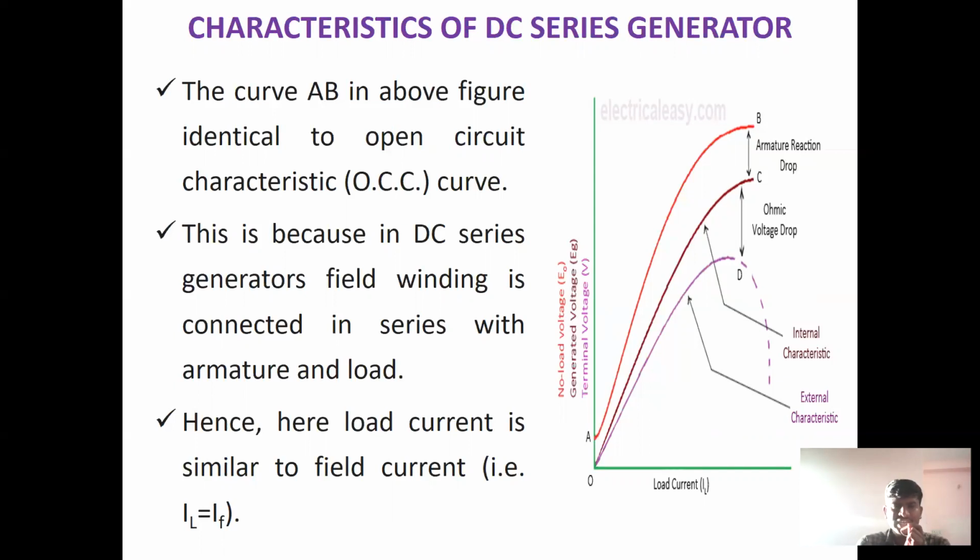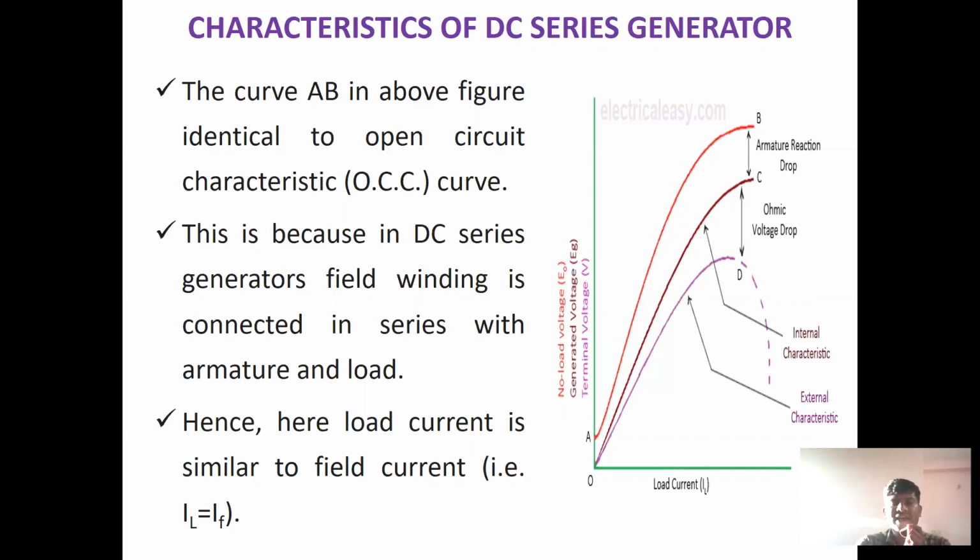Initially, any generator has some constant voltage due to the residual magnetism. So it has some initial voltage, that is OA. OA indicates the initial voltage value, so we start the curve from A onwards. That's why the OCC characteristics start from A. Then by increasing the load current, by changing the field current, the OCC also increases up to the saturation point.